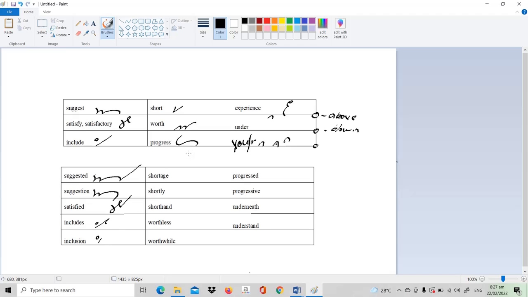Next, we have shortage. So, we have short, SHT, then J. Shortage. Next, shortly. So, we have short, and then we add ly to make it shortly.